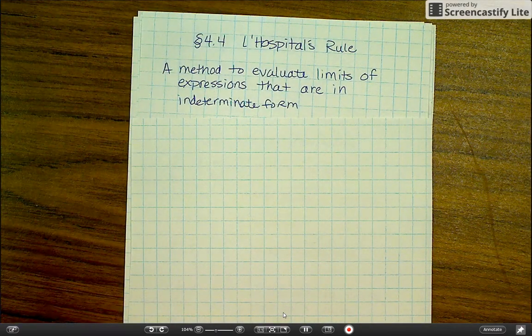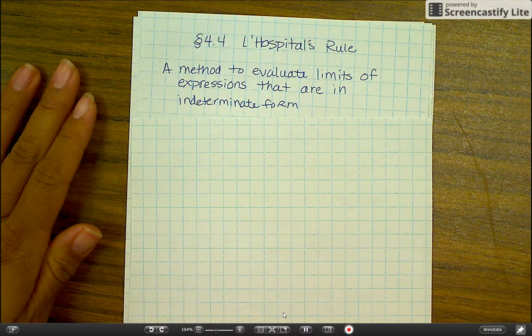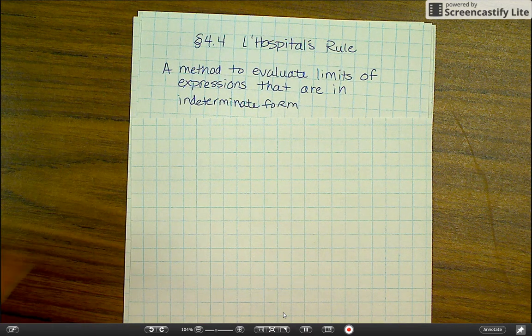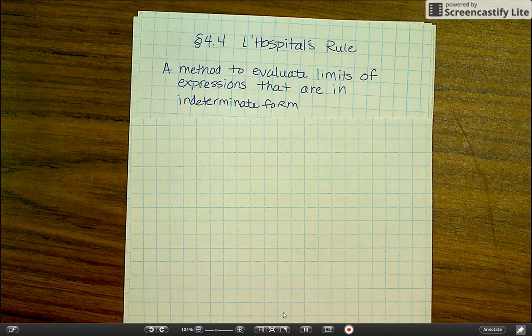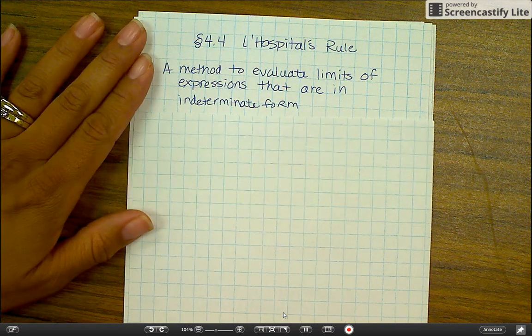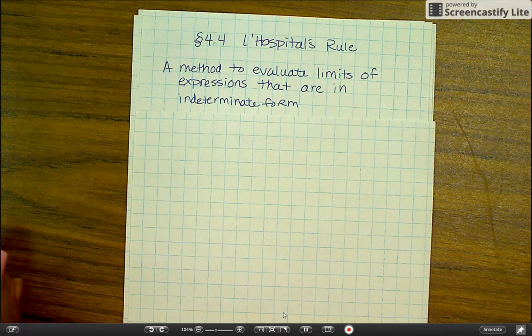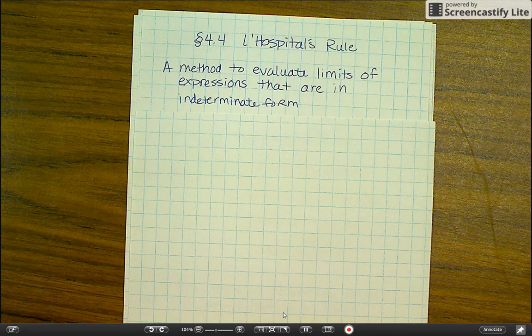And this is section 4.4. What it is, is a method to evaluate limits of expressions that are in indeterminate form. So we've actually done indeterminate forms before, which were 0 over 0 and infinity over infinity. And we had special strategies for those. Now, L'Hopital's rule can work for those indeterminate forms, and it can work for other indeterminate forms as well.